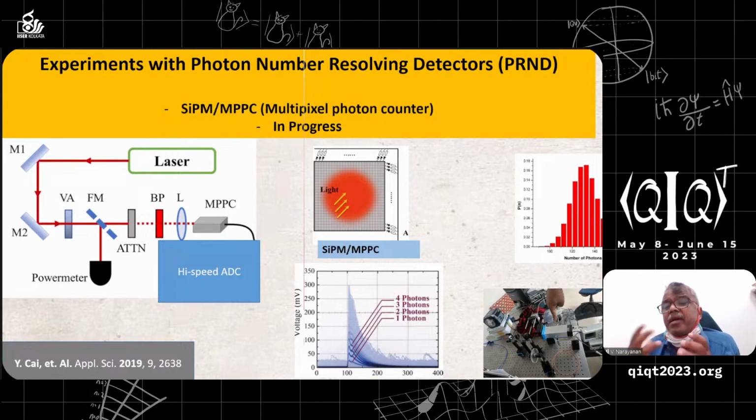typically it is able to resolve from a few photons to hundreds of photons, and one has to take a very large number of statistics. So one has to attenuate the light, as you can see here on the left-hand side, and you record this by using something called a high-speed ADC, because you have to take a large amount of data and then reconstruct the photons which have fallen. So basically, you can do it in the Fock basis. Even the previous speaker was mentioning something about this.